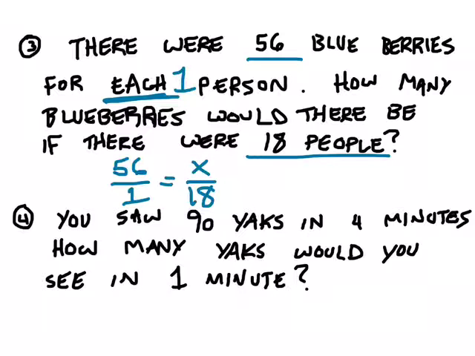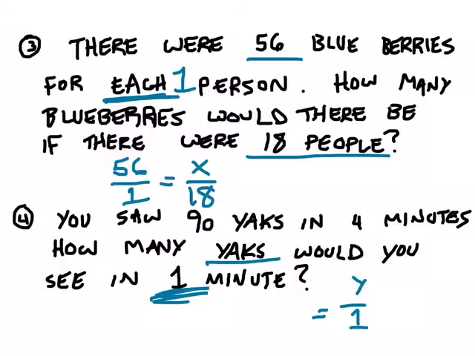Next one, number 4. You saw 90 yaks in 4 minutes. How many yaks would you see in 1 minute? Well, the first thing I'm going to notice is this number 1. Unit rates are always out of 1, so again, that's a clue that this is a unit rate problem. The question is yaks in 1 minute. Yaks in 1 minute.